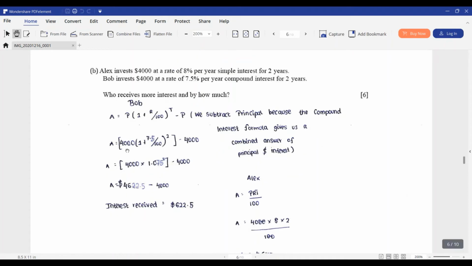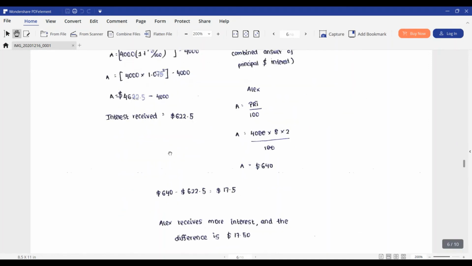So this, when you evaluate it, is just 4,000 times 1.075 squared. Solving this gives me $4,622.50, and I must subtract 4,000 from it. So the interest received is $622.50 basically. Now the question goes on to say who receives more interest and by how much.